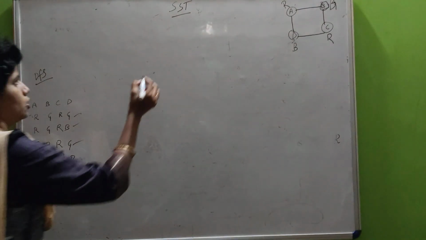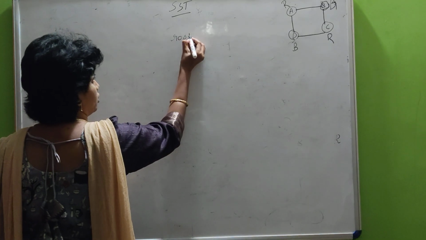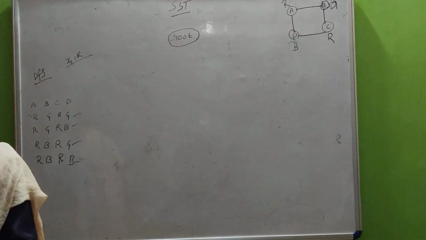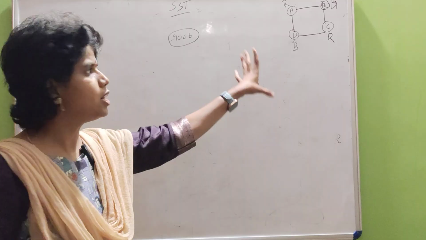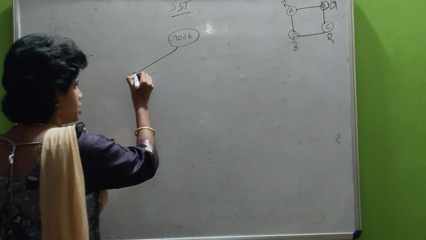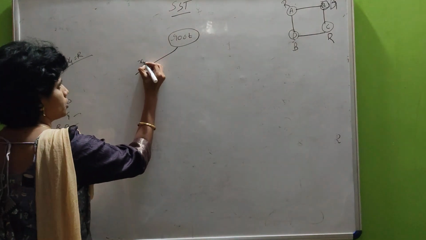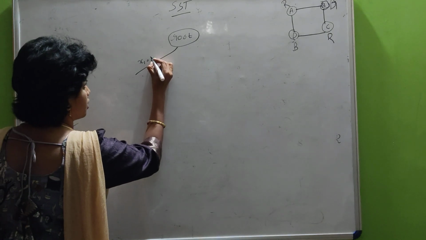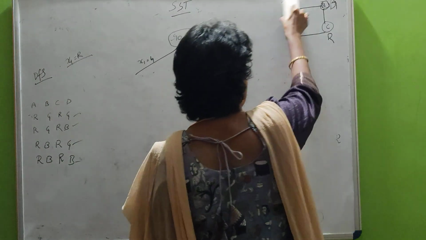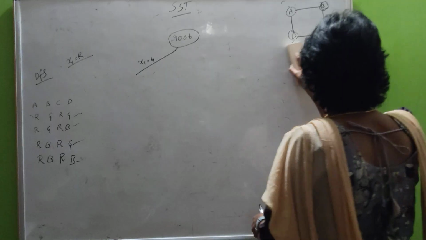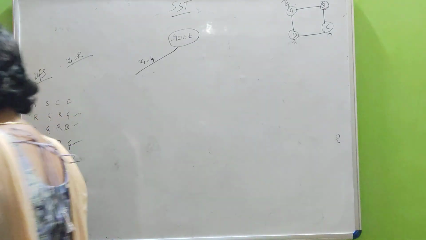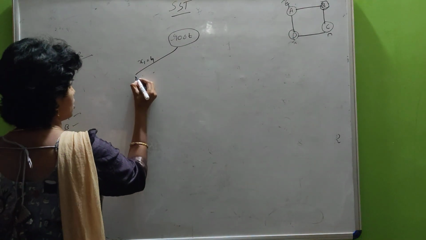Fine. Now root. Already we have checked the possibility x1 is equal to red. Means red color we have checked the possibilities. When we are coloring node A with red color, we have checked all possibilities. Now we'll try here only, because x1 is equal to green. Okay, x1 is equal to green means that you have colored A with green color.